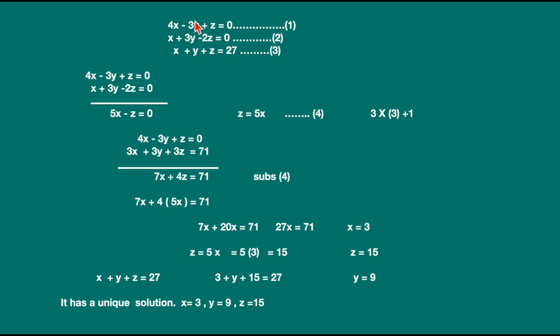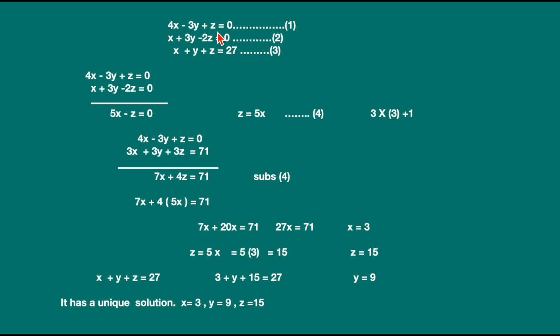Here you can see in the first 2 equations, if you add, 3y minus 3y plus 3y will get eliminated. So let us write down the first 2 equations and do the elimination. You get it like this. You can even write it as z is equal to 5x. I have taken z on the other side.